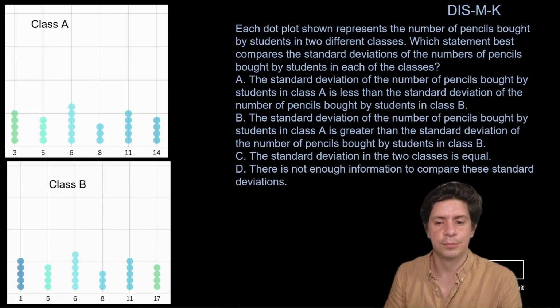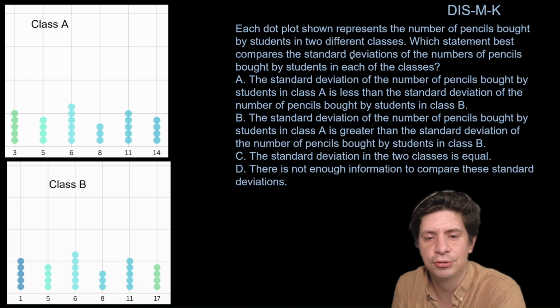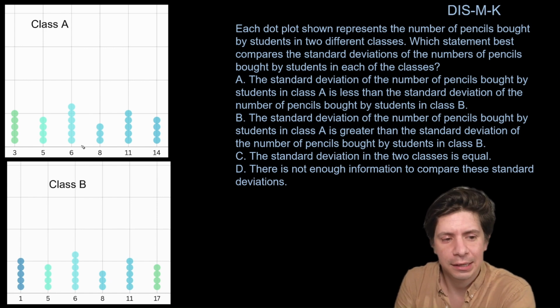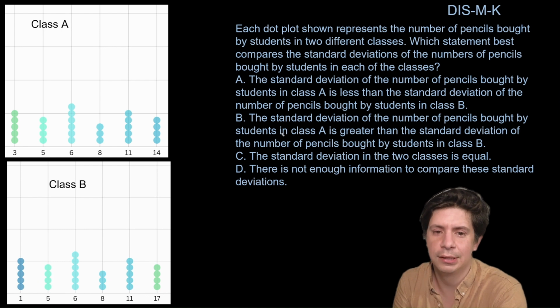Okay, so now we have some dot plots going on. Each dot plot shown represents the number of pencils bought by students in two different classes. Which statement best compares the standard deviations of the numbers of pencils bought by students in each of the classes? If you look here, they're identical in terms of the number at each thing. It's identical shapes, but the numbers at the bottom are different. We have 3, 5, 6, 8, 11, 14. We have 1, 5, 6, 8, 11, 17. So these bottoms and tops are higher, right? The max and min there.